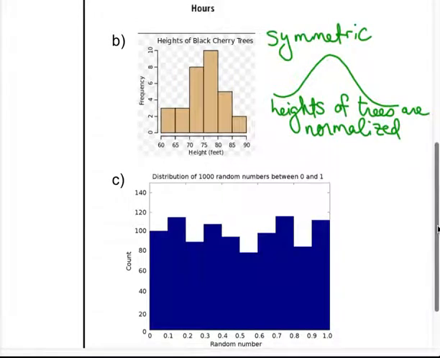And then our last example is the distribution of 1,000 random numbers that were generated between 0 and 1. And what we notice as we look across the bars is they're all pretty much the same height. So this is a uniform histogram. And what it means is that the data in each interval is similar, or even the data across the board is similar.